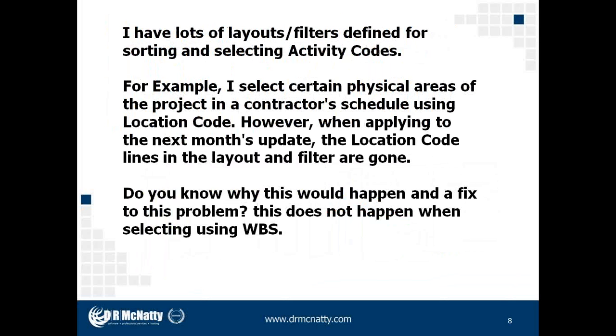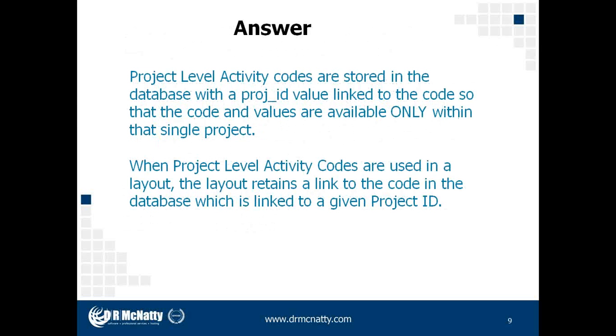So moving on. This is our third question that says, I have lots of layouts and filters defined for sorting and selecting of activity codes. For example, I select certain physical areas of the project in a contractor's schedule using a location code. However, when applying this to next month's update, the location code lines in the layout and filter are gone. Do we know why this would happen and a fix to this problem? Does it not happen when selecting a WBS?